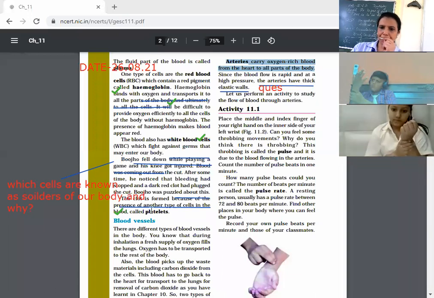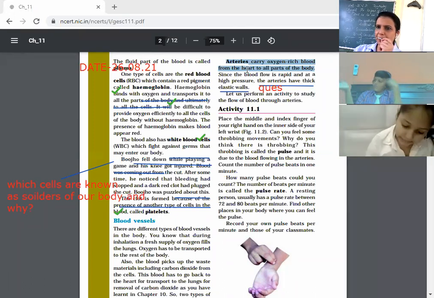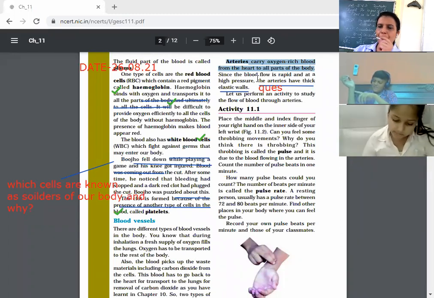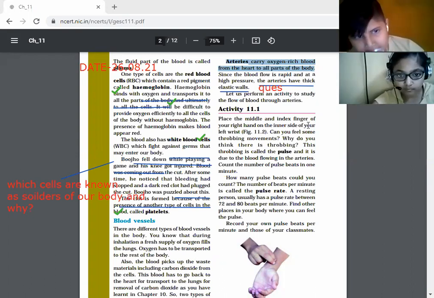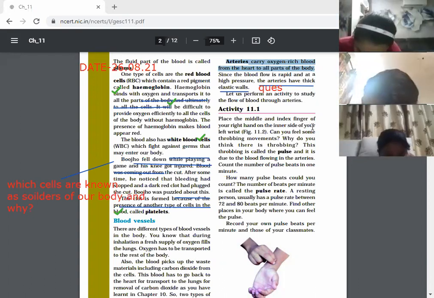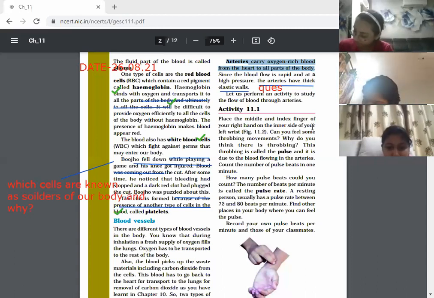So children, after this, we are going to discuss the blood vessels in which the blood flows. First blood vessel is arteries. We have read that arteries carry oxygen rich blood from the heart to all parts of the body. And here we can frame one more extra question: why do arteries have thick elastic walls? Because the blood flows at high pressure, that's why they have thick elastic walls.